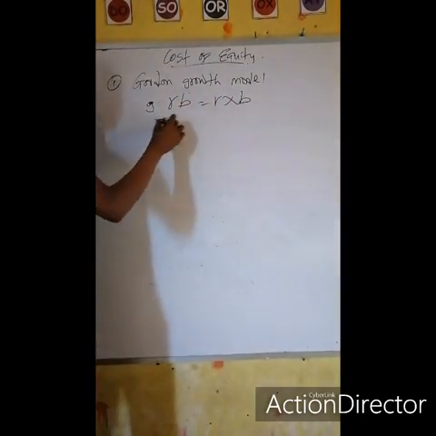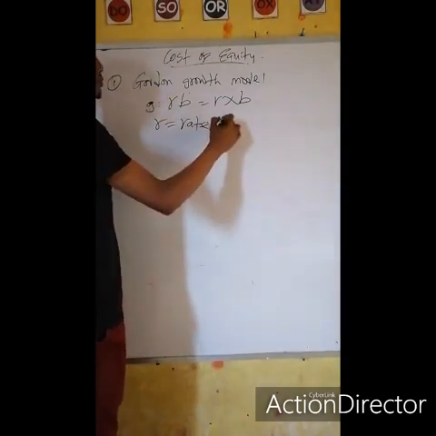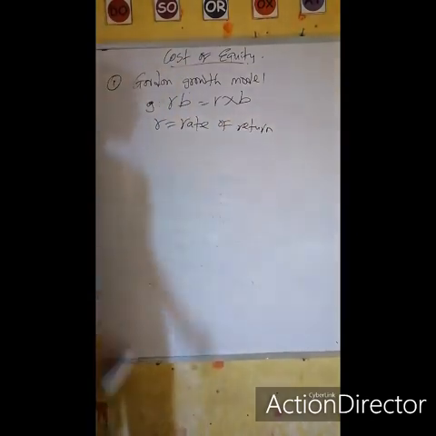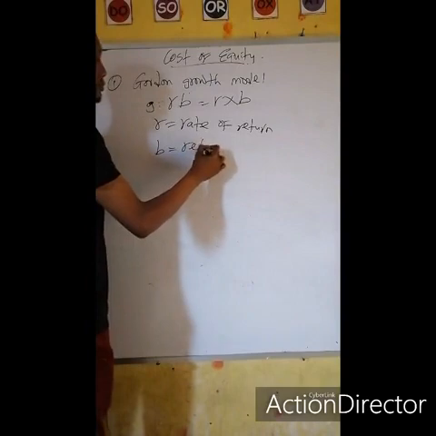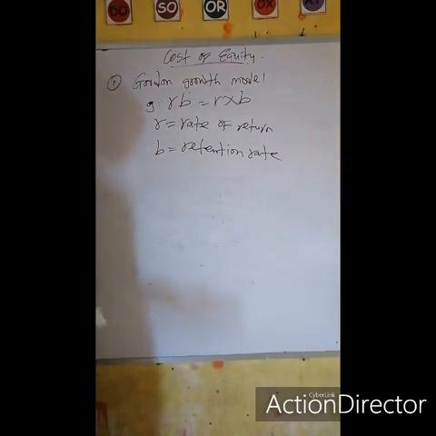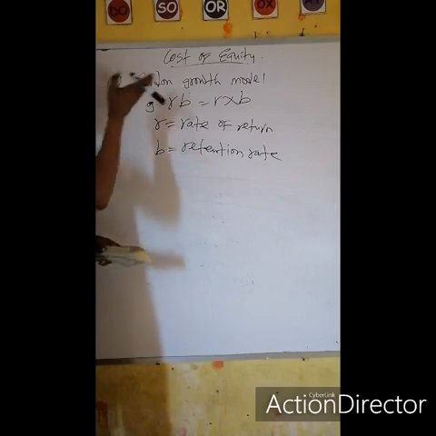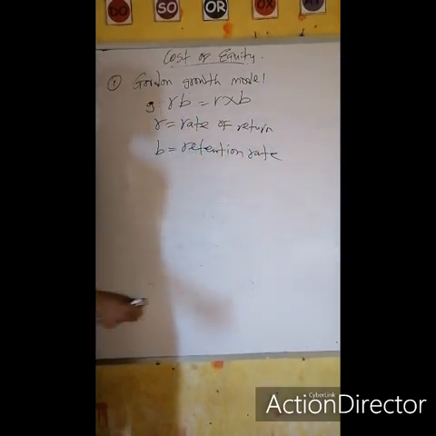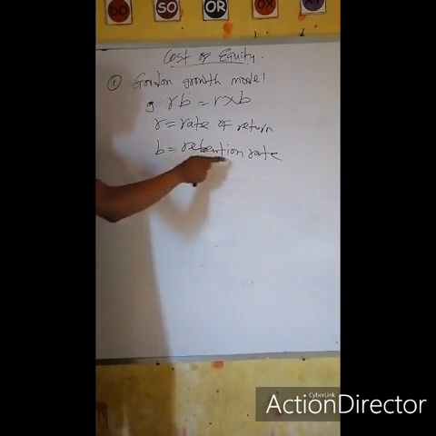What is R? R is equal to rate of return, like return on investment. B is equal to retention rate. This is how I'm going to compute the growth rate using the Gordon growth model, where R is the rate of return on your investment, and B is equal to retention rate.